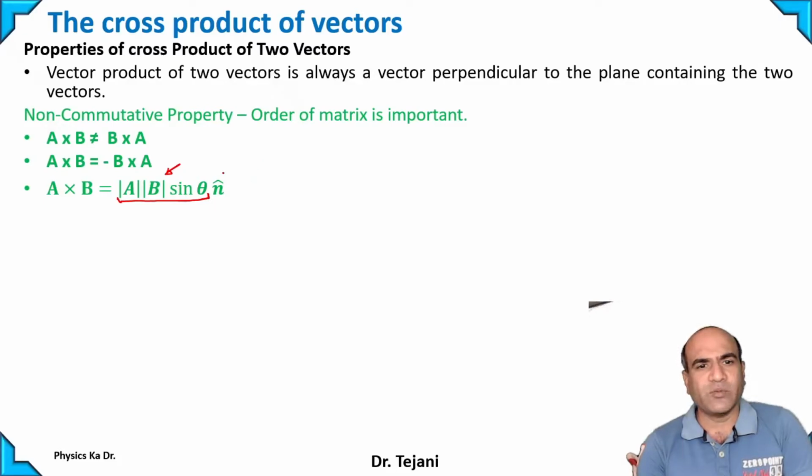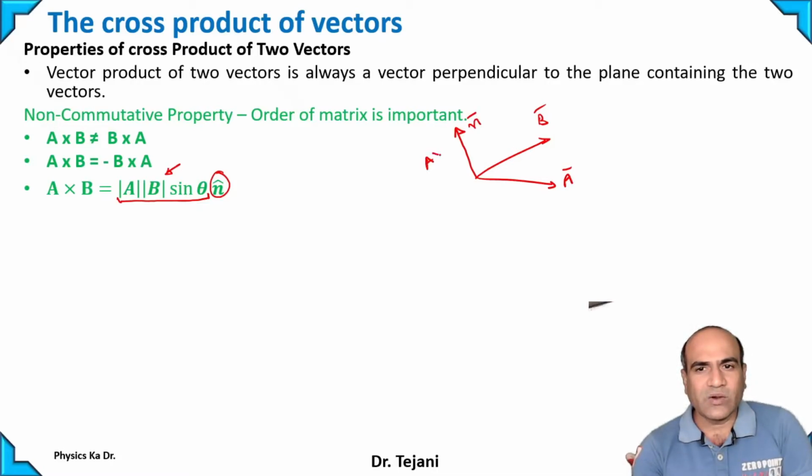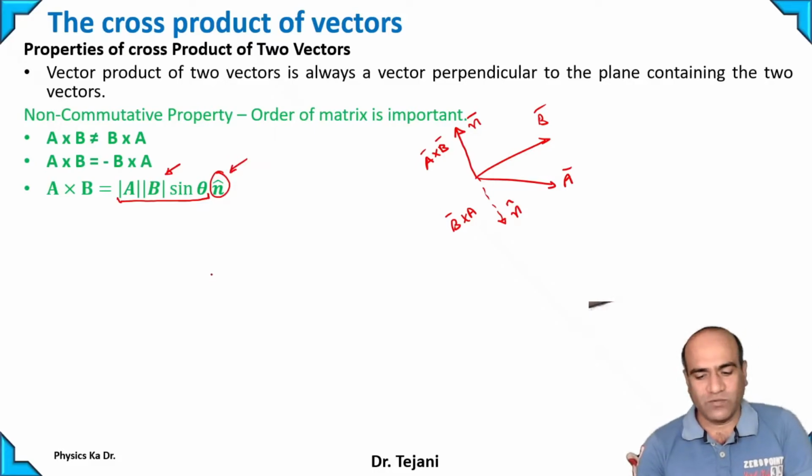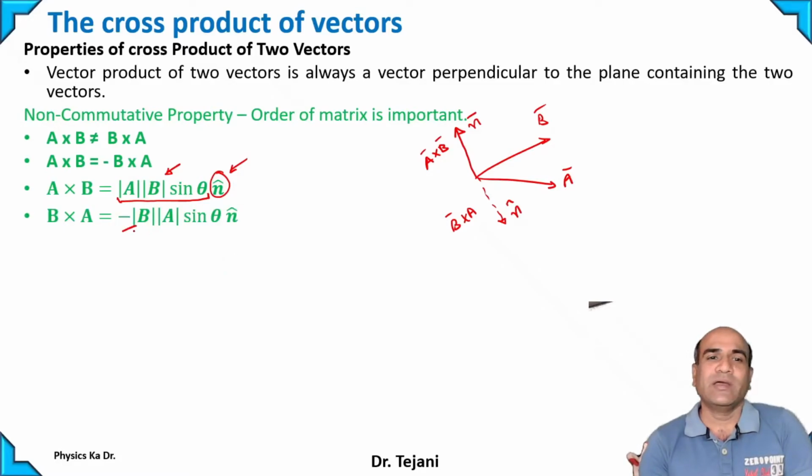There is no problem with magnitude, but here the direction matters. When we talk about A bar, B bar, its resultant is perpendicular to N bar. When we take A cross B, but if you take the opposite one, B cross A, the direction flips, right? So therefore, A cross B is not equal to B cross A. If we take B cross A, that becomes negative. Magnitude is equal, but the direction is opposite.